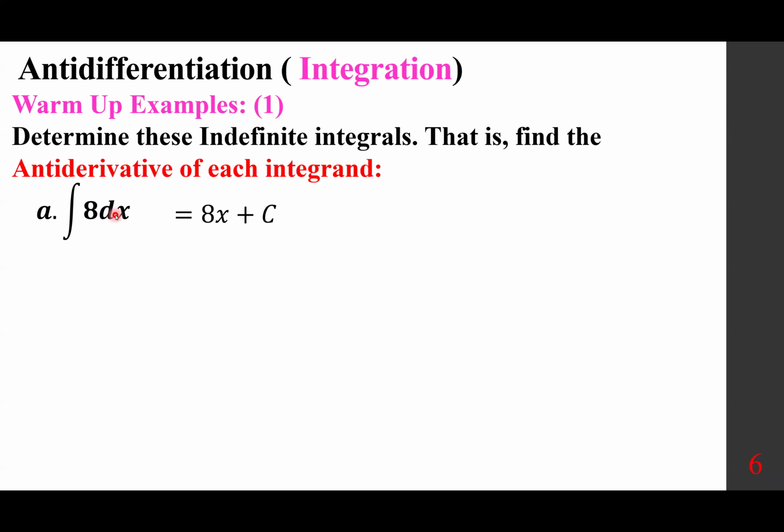So it's 8x plus c. And to prove, you check. How do you check? Reverse process. Differentiate the result. As you can see, the answer is 8. And c is a number.